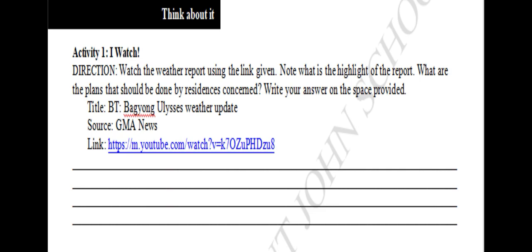Okay, so for the first activity in our learning kit, you can see there activity number one, I Watch. What you need to do is to watch the YouTube video that I included in this activity and reflect on what you've watched. And of course, you have to answer the question: what are the plans that should be done by the residents concerned in that specific area where the typhoon happened? The title of that particular video is Bagyong Ulysses Weather Update. Again, you need to write your answer on the space provided.